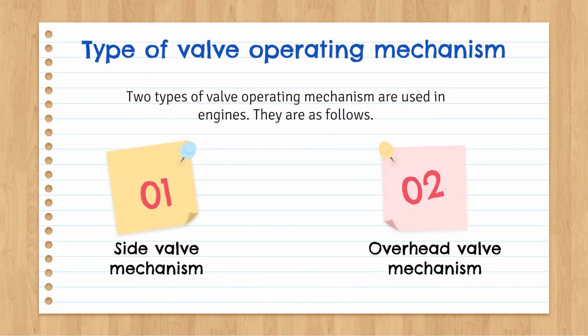Types of valve operating mechanism. Two types of valve operating mechanism are used in engines. They are as follows: side valve mechanism, overhead valve mechanism.